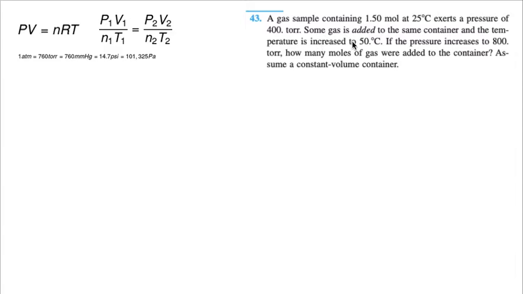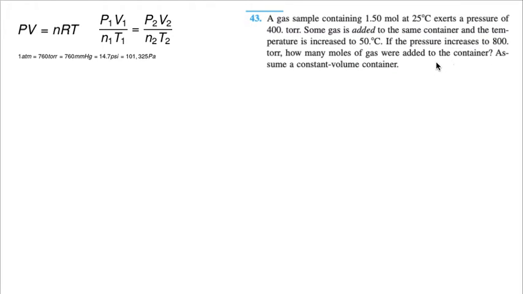So some gas is then added to the same container, and you have the volume of that container now if you use this equation, and the temperature is increased to 50 degrees Celsius. So we have the new temperature. So we have the volume and the new temperature and the new pressure, P. And we're asked how many moles of gas were added to the container.